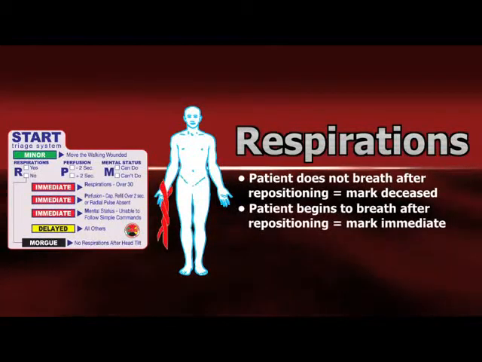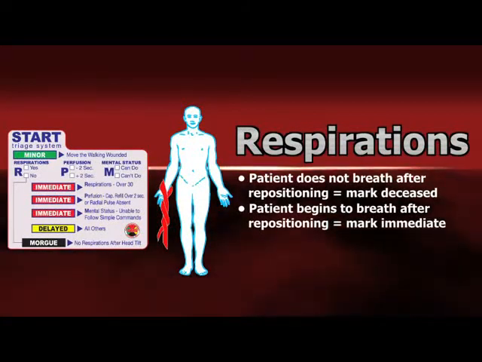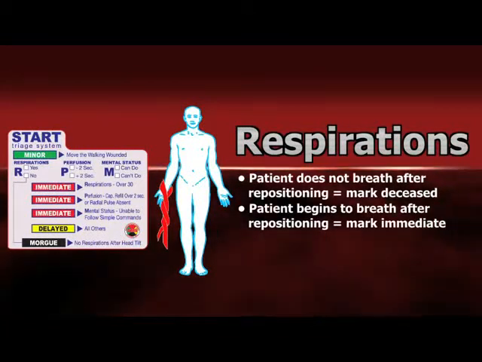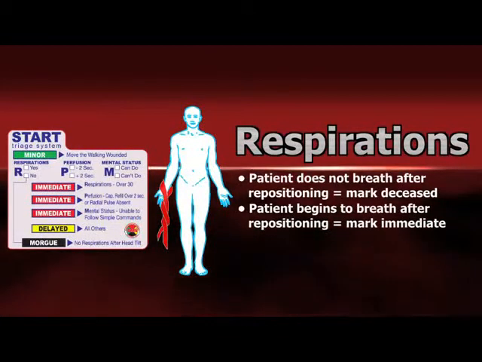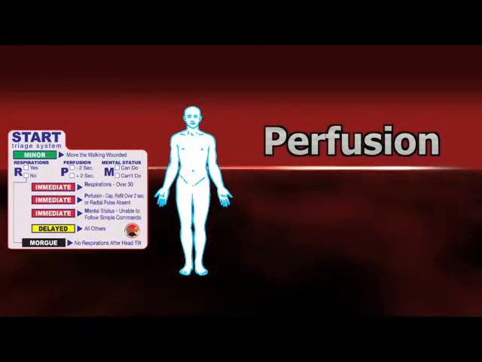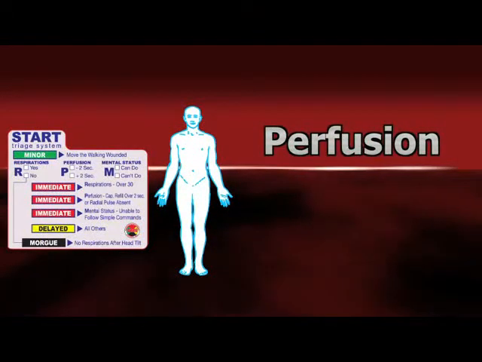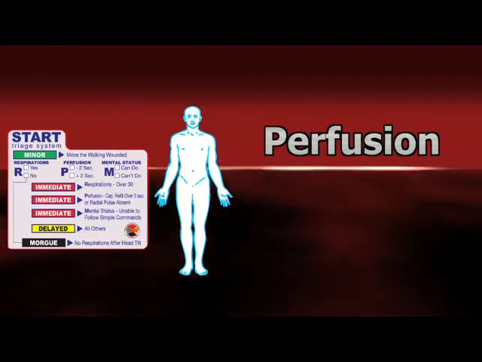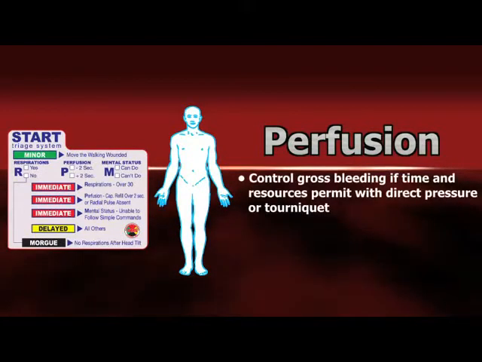If the patient begins to breathe after opening the airway or is breathing at a rate greater than 30 times per minute, mark the patient as immediate or red and move to the next patient. Perfusion. If the patient is breathing effectively at a rate less than 30 times per minute, the triage team member should next evaluate the perfusion status of the patient.